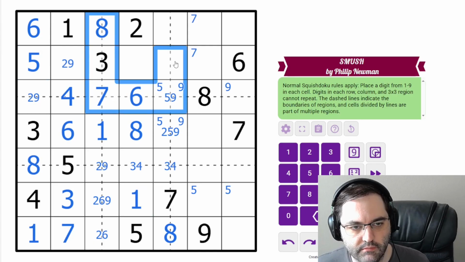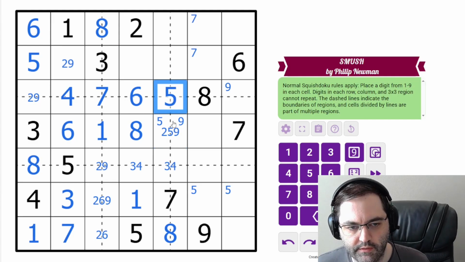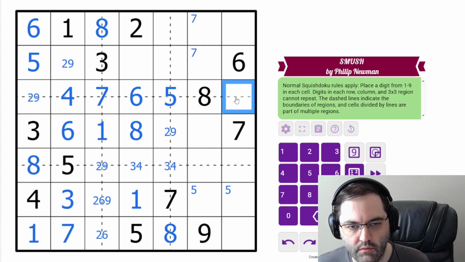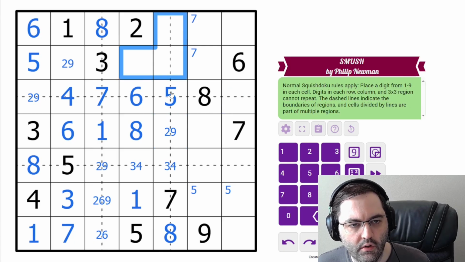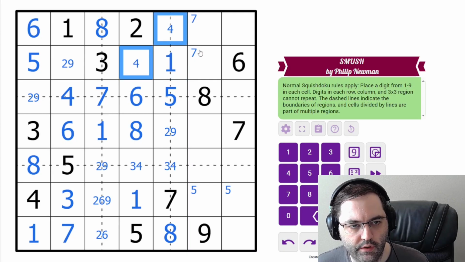5 in this region. Can't go in these cells, and it can't go up here because we know 5 is in one of these cells. So this is the only place for 5. Just going to get rid of the corner marks here. We are left with 1, 4, and 9 here. 1 can't go in either of these. So this is 4, 9.